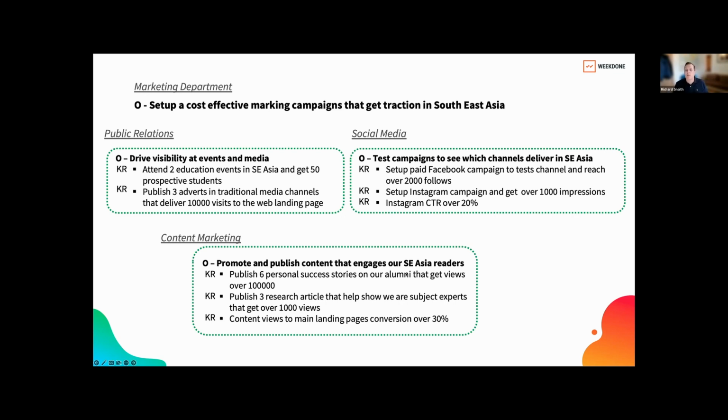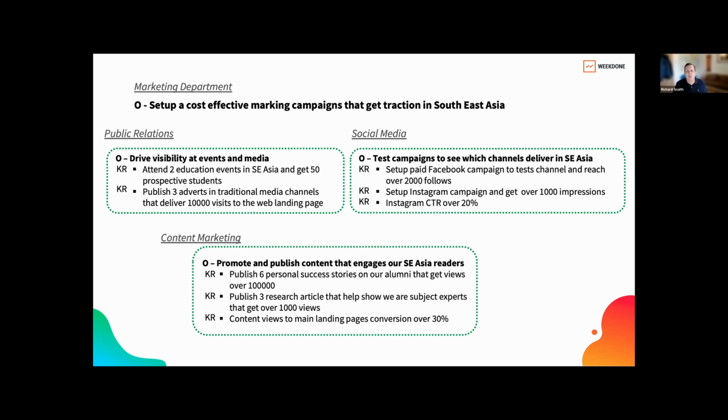So we've got alumni, people that have become famous or successful, and we're going to publish two a month, so six over the quarter. But we're not measuring the publishing, we're measuring how many views we get. So we're looking to get 100,000 views. We're also going to try and publish three research articles. We're trying to make sure we're seeing the subject matter experts. And then we've got content views to main landing pages, where we're getting at least a 30% conversion of people coming to visit our website.